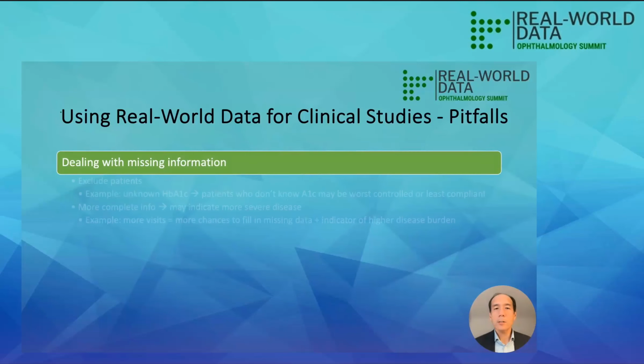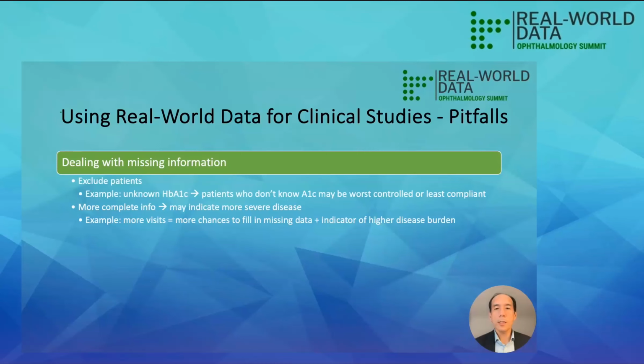The last negatives I wanted to discuss are some of the pitfalls and a few examples when we use real-world data for clinical studies. First is, how do we deal with missing information? One option is we could exclude patients that don't have all the data we need. For example, let's say we're doing a study on the correlation of A1C with treatment response to anti-VEGF injections. It makes sense that we would then exclude all patients who don't have an A1C in their chart.